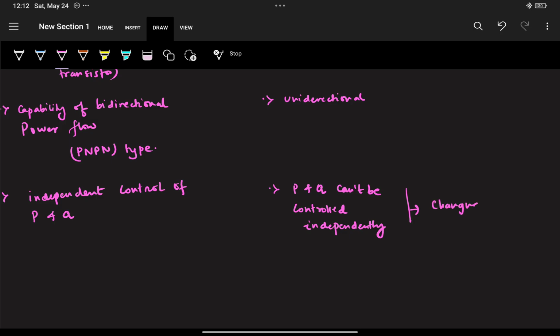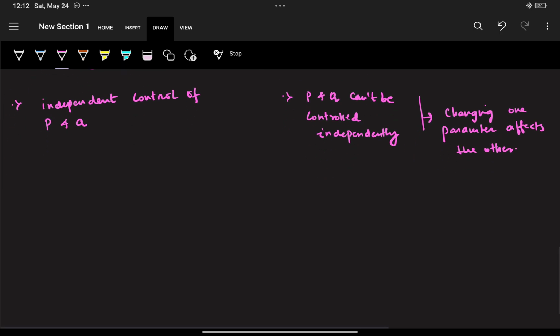changing one parameter affects the other. So I hope you know what P and Q are. P stands for active power and Q stands for reactive power.